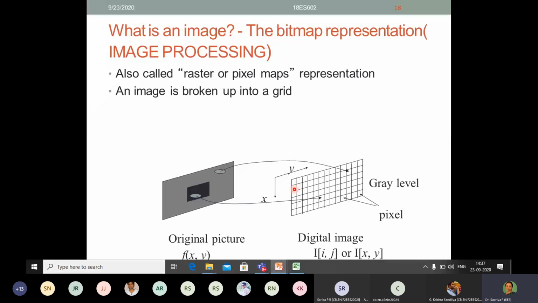Here, if it is green, it may have some value. If it is white, it may have some other value. If it is blue, it may have some other value. This is going to be the basic intensity concept of an image.